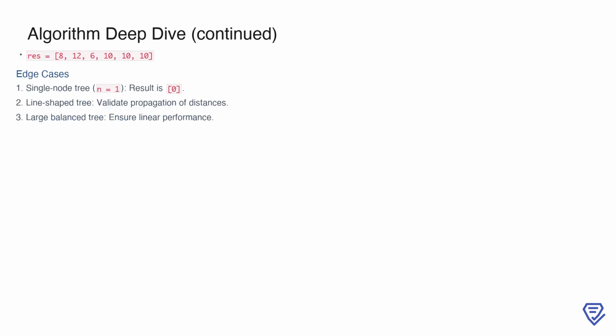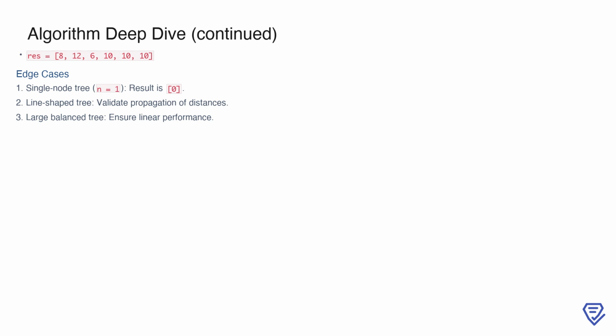The final results for the given example are stored in the array res equals 8, 12, 6, 10, 10, 10. This output represents the sum of distances from each node to every other node in the tree. For instance, node 0 has a total distance of 8 to all other nodes, while node 1 has a total distance of 12. To ensure the correctness of our solution, we must also consider edge cases.